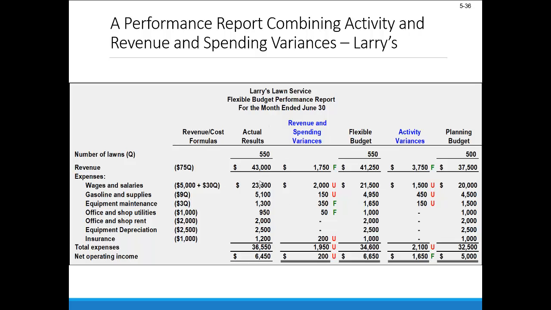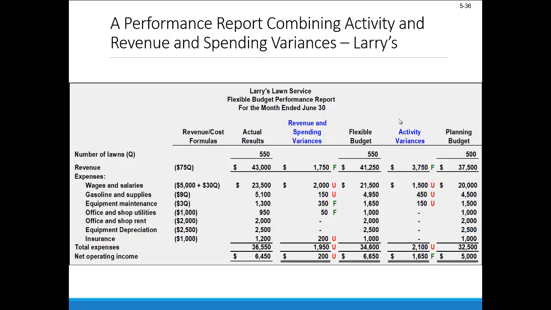That, remember, was the tabulated receipts, essentially, what really happened. In between the actual results and the flex budget, we'll show those revenue and spending variances, since that's what pops out those variances, right? The comparison of actual results to the flex budget. Then in between the flex budget and the planning budget, we'll show those activity variances, since again, that's where those differences come into play. So looking at this all together really helps us get a better picture of where these differences between the actual result, what really happened, and that original expectation in the planning budget are coming from.